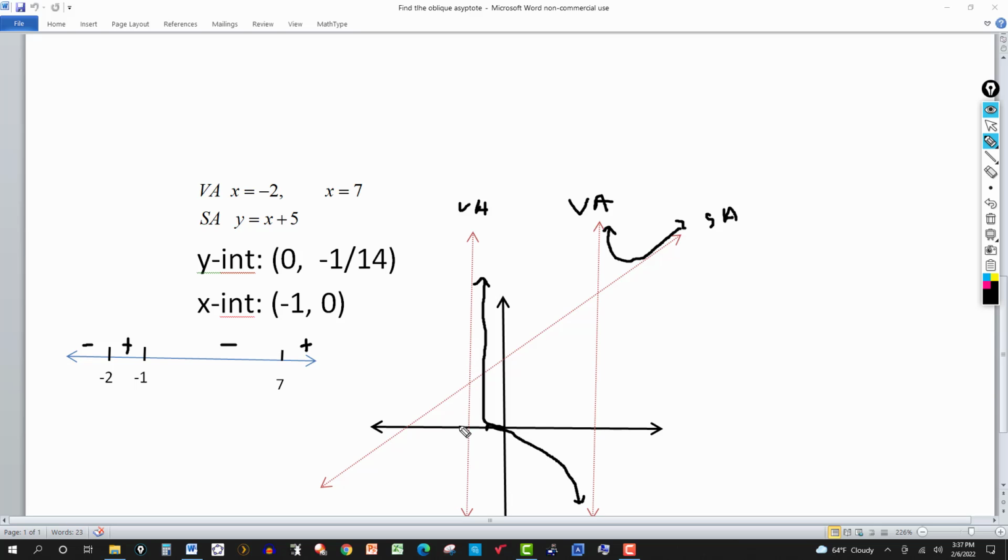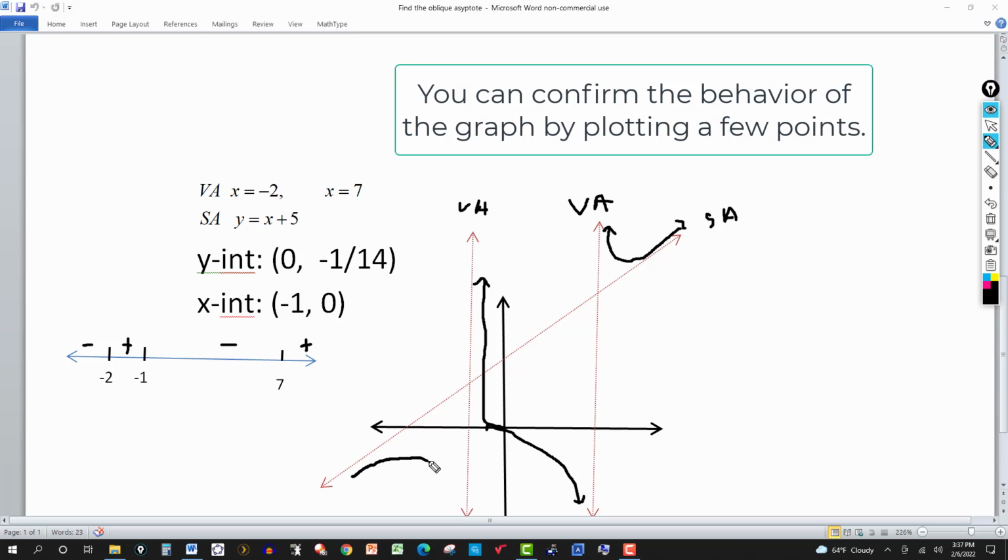Now to the left of -2, you look at the number line over here, I have a negative. So it tells me the graph has to be below the x-axis. And I have a slant and a vertical. So this would suggest that I have something that looks like this. And that's what the graph looks like.